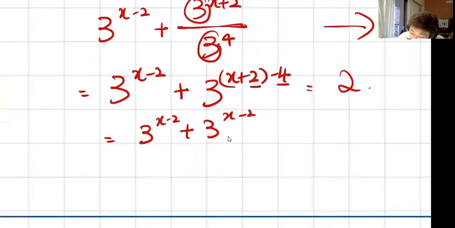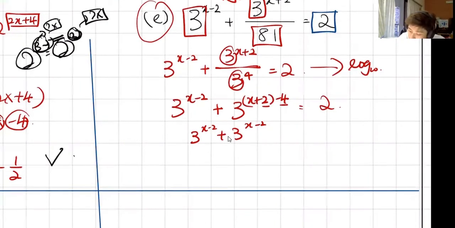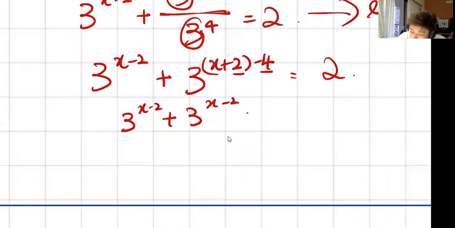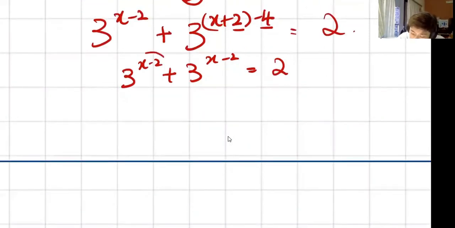Okay, I made one mistake here, I think. There should be an equal here, and there shouldn't be an equal here. When you have one equation, you only have one equal. You cannot have more than one equal. You cannot write equal here and equal here. That's not correct. Okay, so now, if you realize, these two are exactly identical.